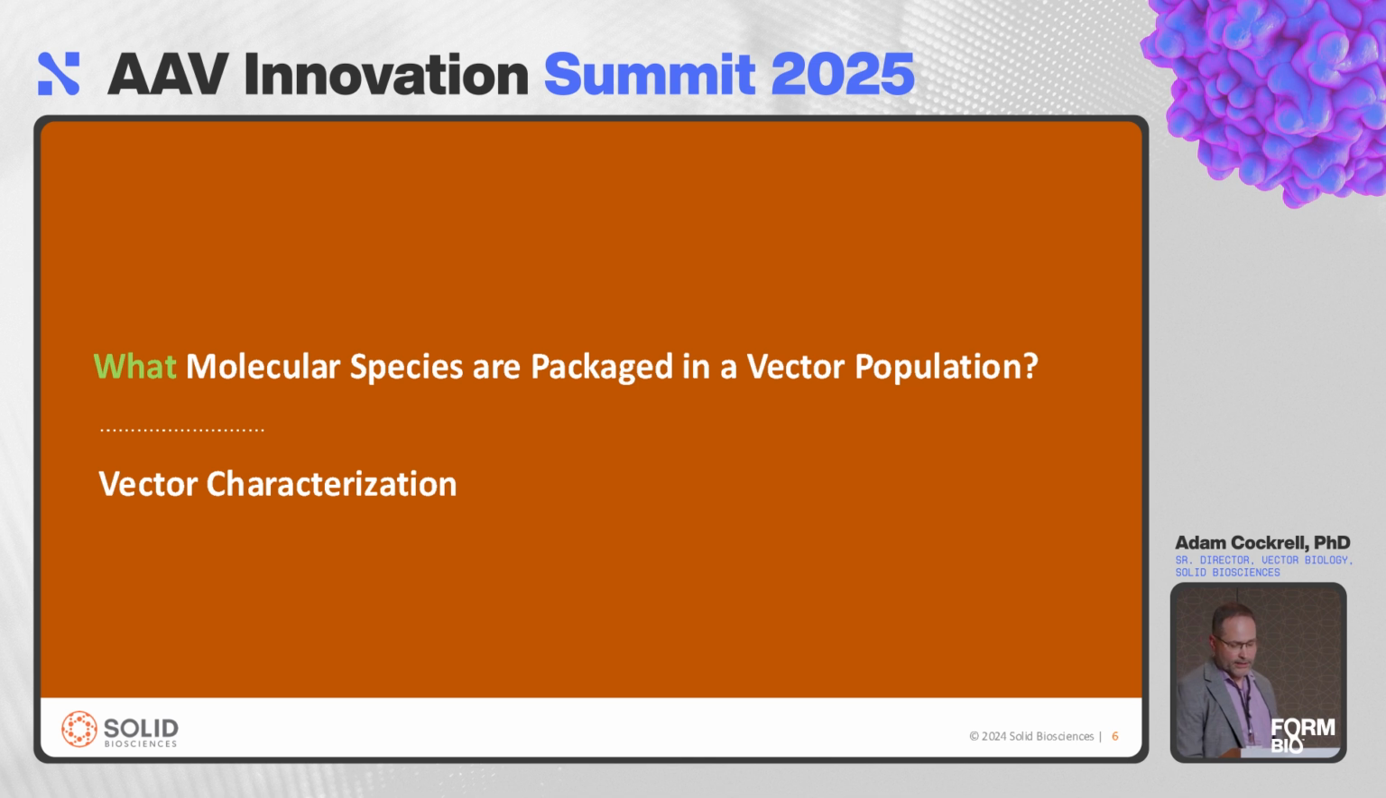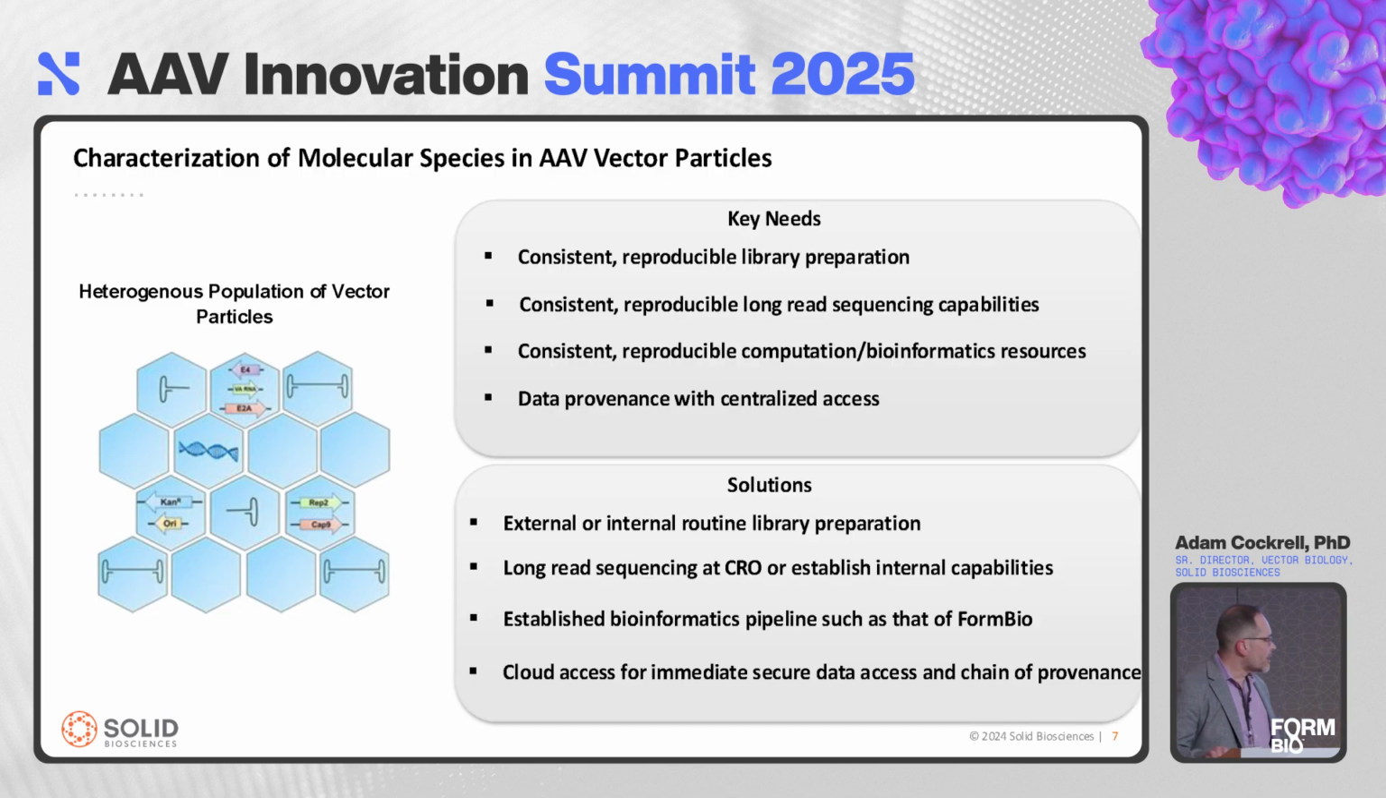So it's the what and the vector characterization that Brooke just nicely outlined, as well as Phil earlier. So we have, again, our heterogeneous population of vectors. We're interested in characterizing molecular species. So what are the needs? You want a reproducible library preparation. This is really important, and something that I think a lot of us are finding is problematic in the field to some extent. So we'd love to have a standard, so to speak.